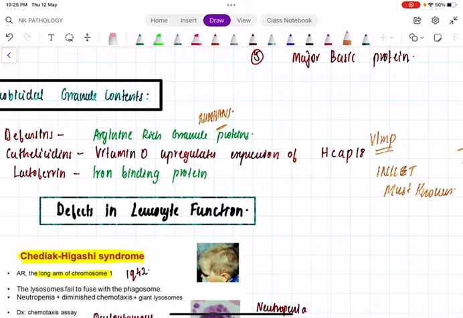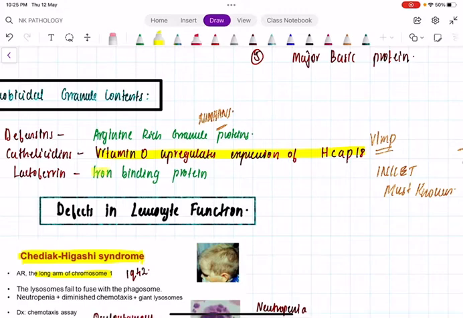They are vitamin... which vitamin? That is vitamin D only that upregulates. Vitamin D mainly upregulates the expression of HCAP18. It is actually a cathelicidin mediated protein, HCAP18. Fine. So that is upregulated by vitamin D.